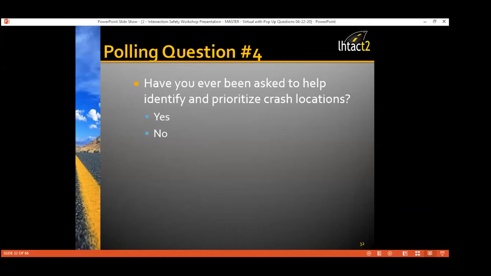So we've got this next poll up. Have you ever been asked to help identify and prioritize crash locations? So a couple more minutes on that, and we'll end that poll and share those results with the group.